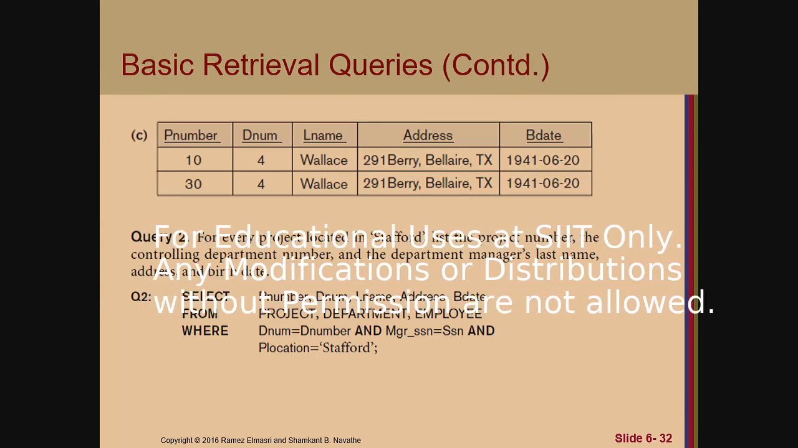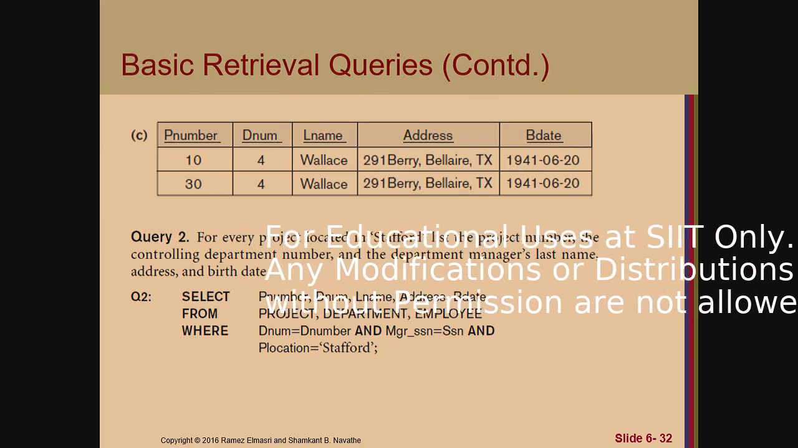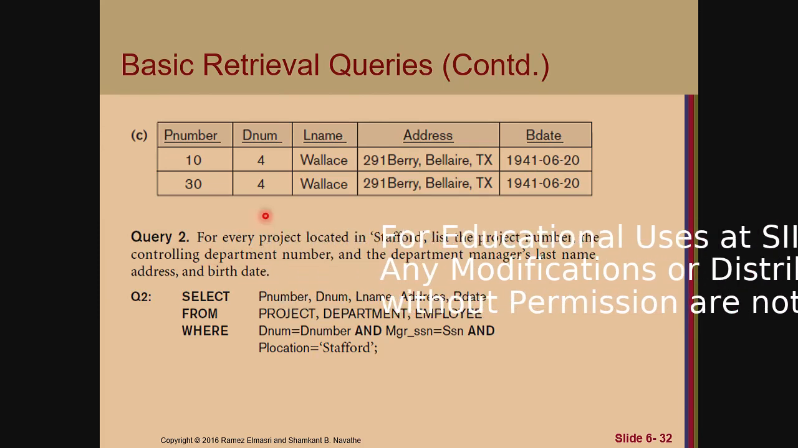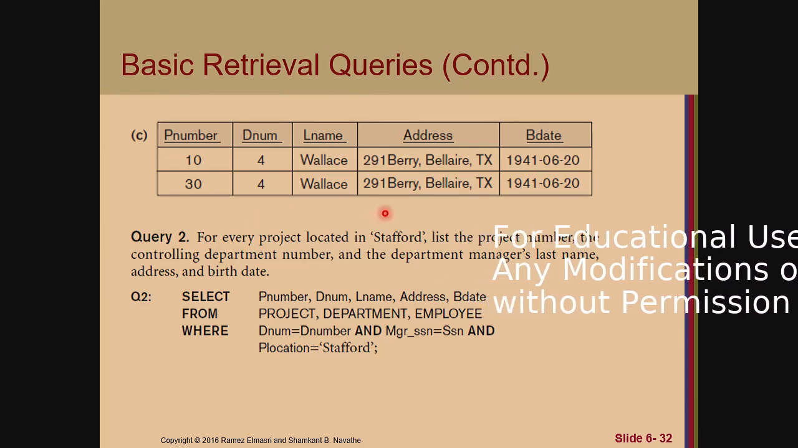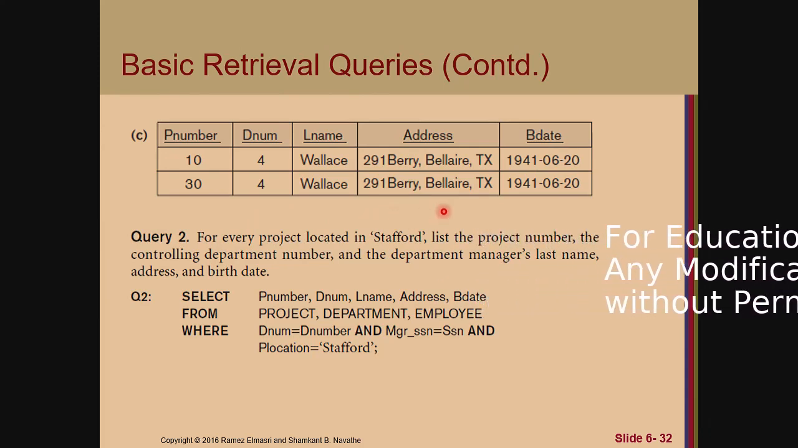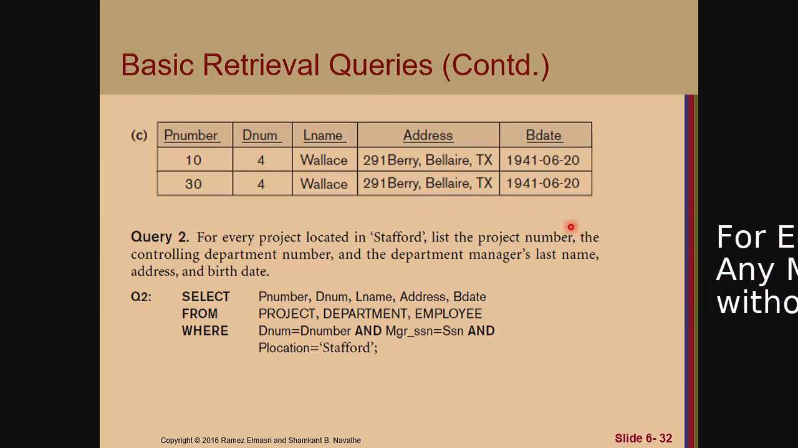What else? Query 2. For every project located in Stafford, list the project number, the controlling department number, and the department manager's last name, address, and birth date. What? Many things. At first, we have to understand what they want.